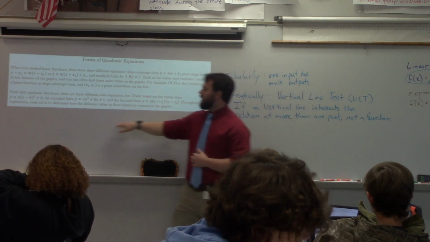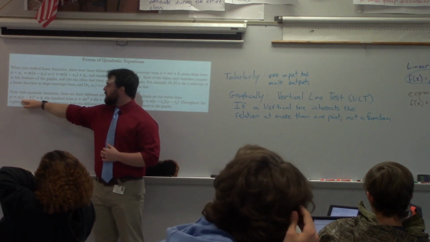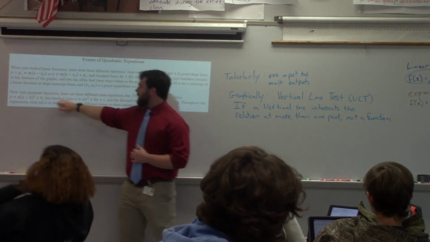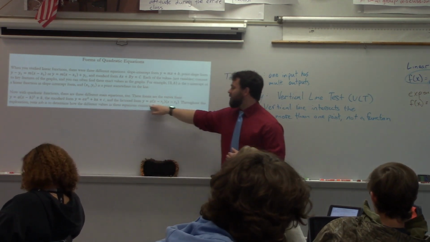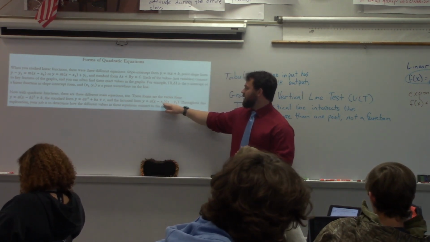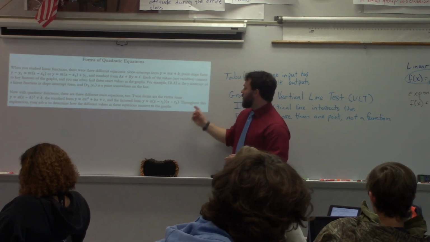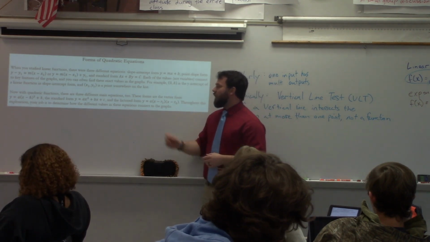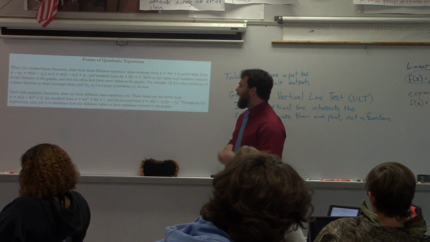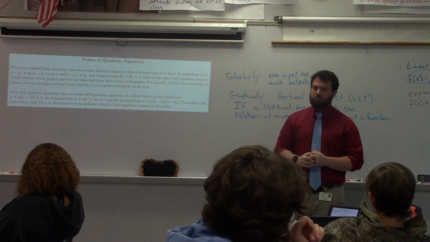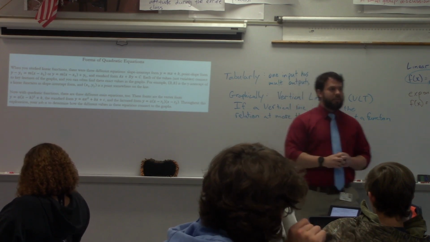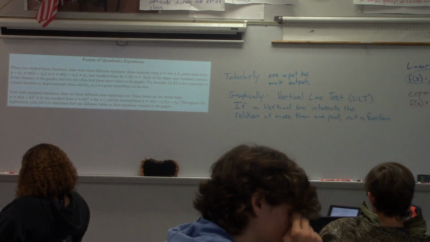These forms are the vertex form, y equals a times x minus h squared plus k. The standard form, y equals ax squared plus bx plus c. And the factored form, a times x minus r1 times x minus r2. Throughout this exploration, your job is to determine how the different values in these equations connect to the graphs.